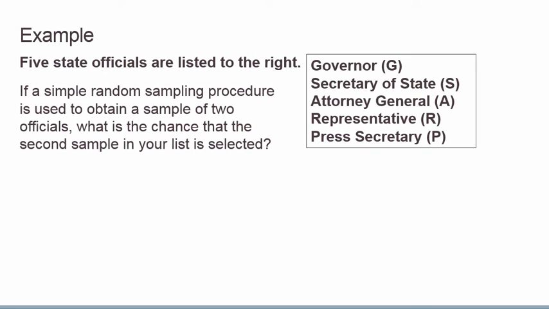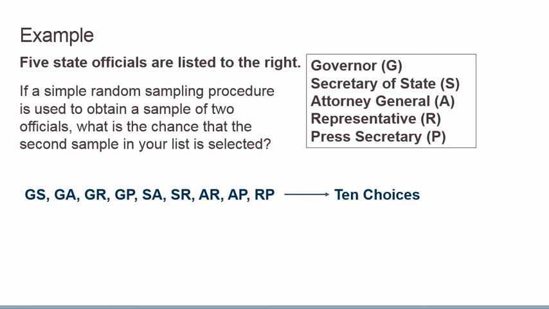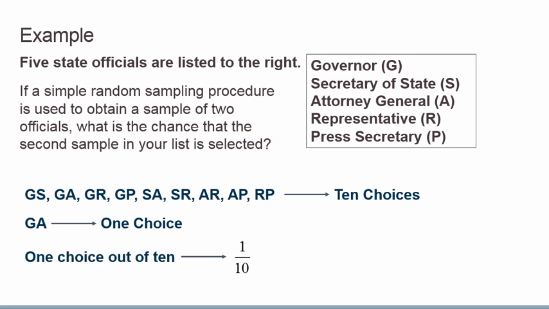In this example, we still have our 5 state officials. If a random sampling procedure is used to obtain a sample of 2 officials, what is the chance that the second sample in your list is selected? Just to remember, this is our list of 10 choices. The second one we happened to write down was GA, which is the Governor and the Attorney General. Since there's only one choice, we again have one choice out of 10, which is 1/10.